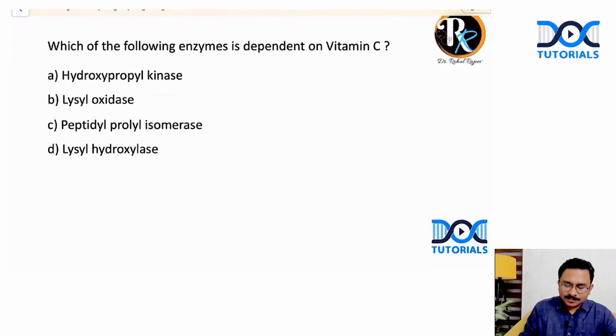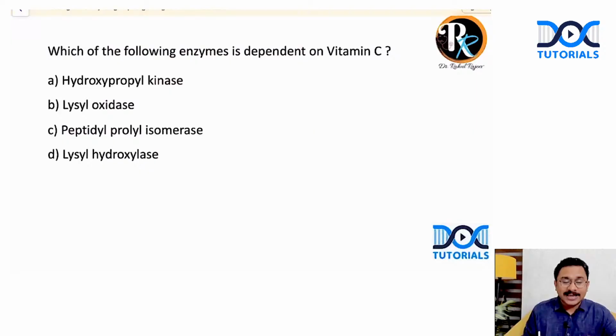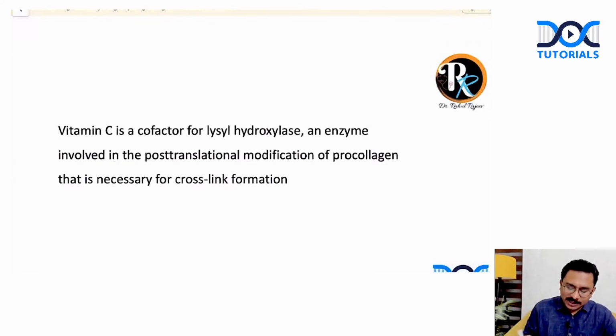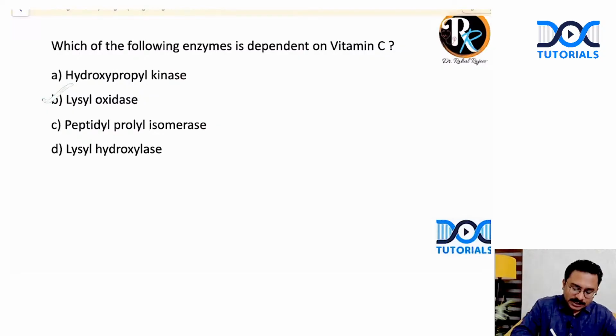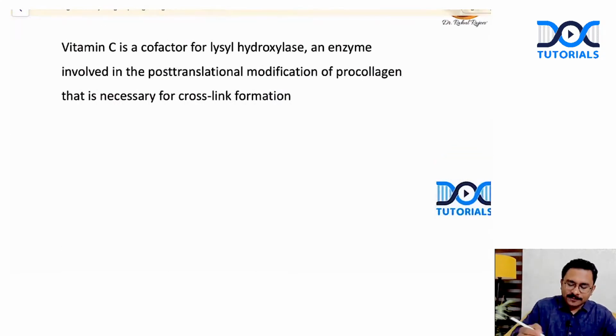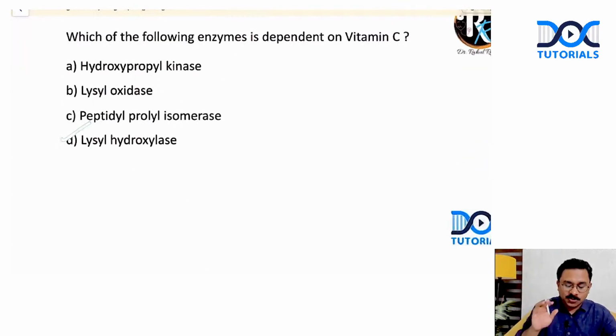Coming to the next question, which of the following enzymes is dependent on vitamin C? So what is the answer? Vitamin C is a coenzyme for lysyl hydroxylase, which is an enzyme that is involved in post-translational modification of procollagen that is necessary for the cross-link formation. Hence, the answer is going to be option D.